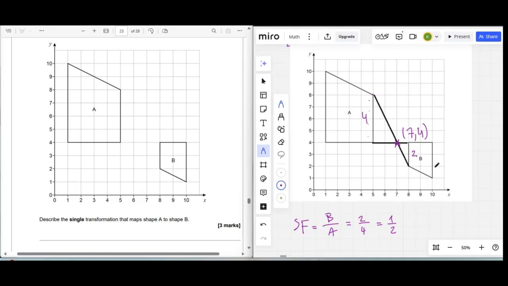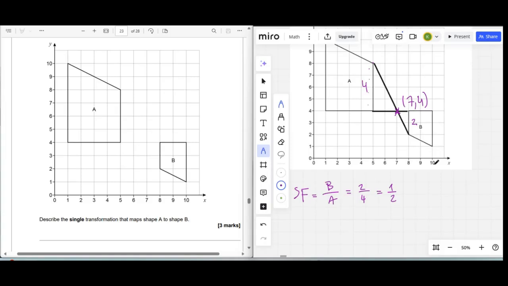We have scale factor, and we see that it's actually flipped. So the scale factor is with negative sign, negative half. And the center point is 7 and 4.